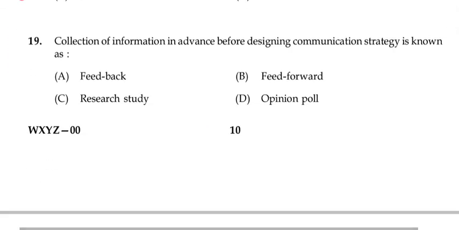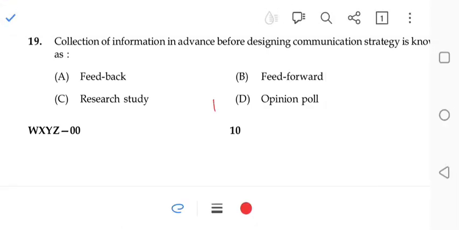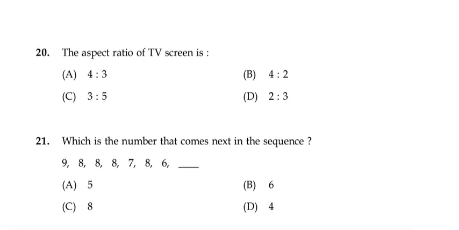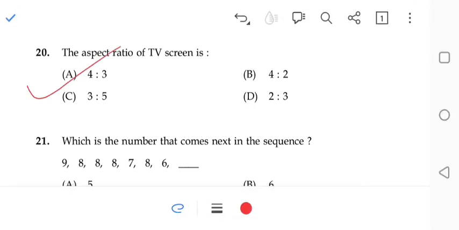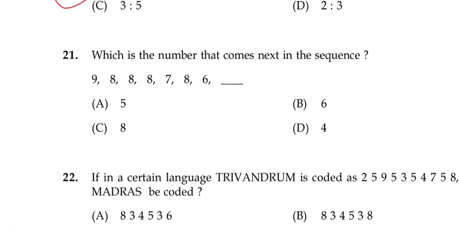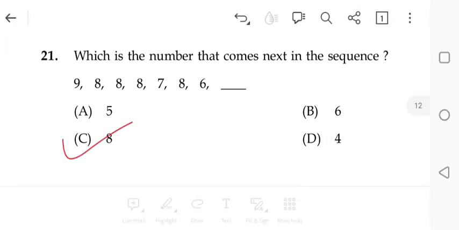19 says collection of information in advance before designing communication strategy is known as what? Feedback, feed forward, research study, opinion poll. It will be number D, that is opinion poll. Number 20, the aspect ratio of TV screen is what? It is 4:3. 21, mathematical sum, which is the number that comes next in the sequence? 9, 8, 8, 8, 7, 8, 6. Options are 5, 6, 8, 4. 21, correct option will be C, that is number 8.